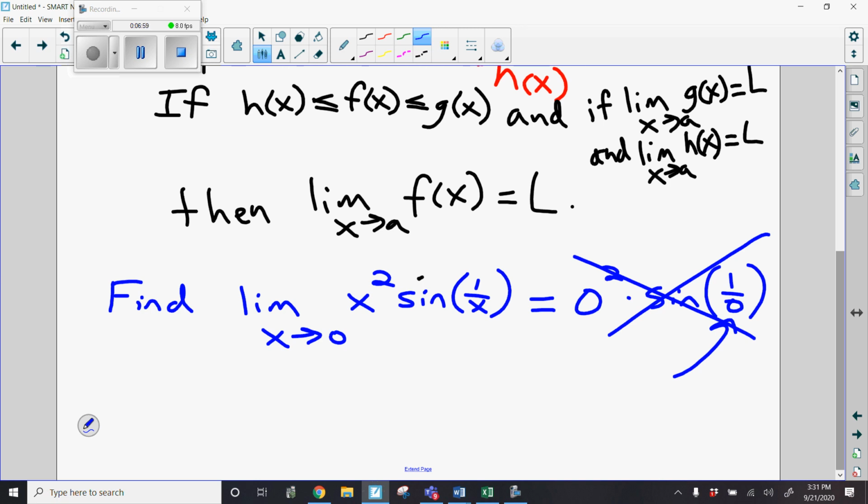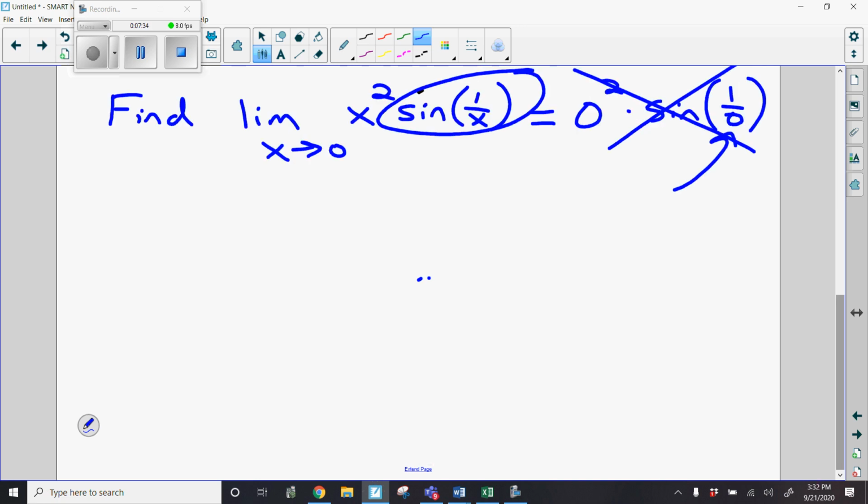What can get me my answer is using the squeeze theorem. So here's what we're going to do, and we'll see this quite a bit, but it's really important to understand sine of 1 over x, this piece right here. What we know about sine of anything is that sine can have a value only as big as 1 and only as low as -1. So right away, I can make this statement: sine of 1 over x must always be greater than or equal to -1 and less than or equal to +1. That's true for any sine value.